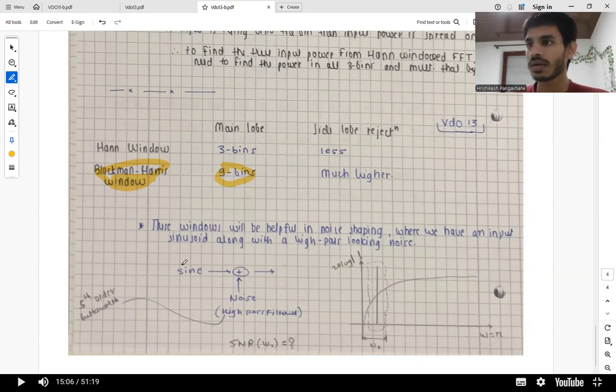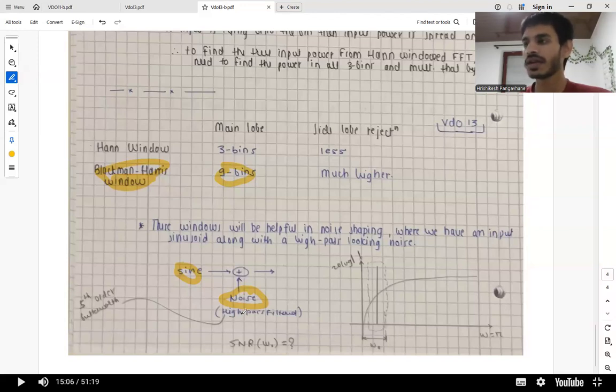So we have a sinusoidal input, along with that we have a noise which is high pass filtered noise in behavior. Let's say that we generate this noise for the sake of analyzing the noise. So we have a sinusoidal input, and along with that we have a noise. We can generate a noise.